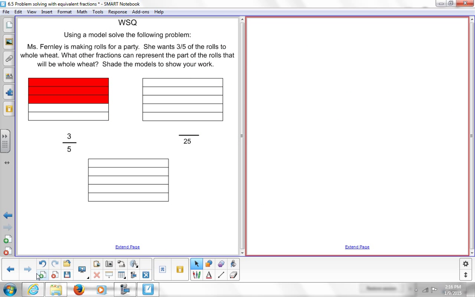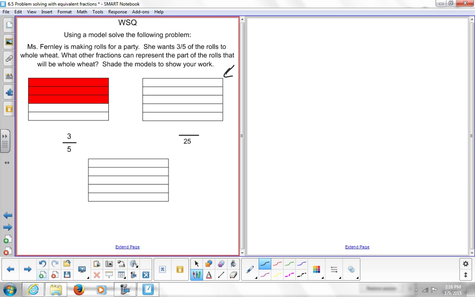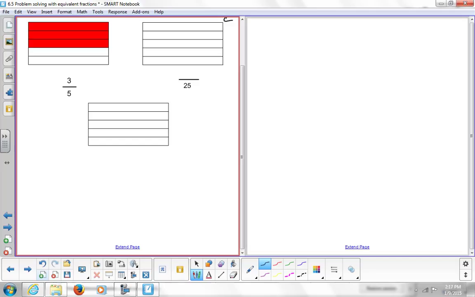All right, so here is a model. Mrs. Friendly is making rolls for a party. She wants 3/5 of the rolls to be whole wheat. What other fractions can represent the part of the rolls that will be whole wheat? Shade the models to show your work. So in this one, you will have basically 25 pieces. You're going to need to break this block right here into 25 pieces and shade the amount. What I would do is probably shade these 3 lines and then break them apart into 25 pieces and see how many boxes are shaded. That'll give you your fraction. And then figure out another one to do.